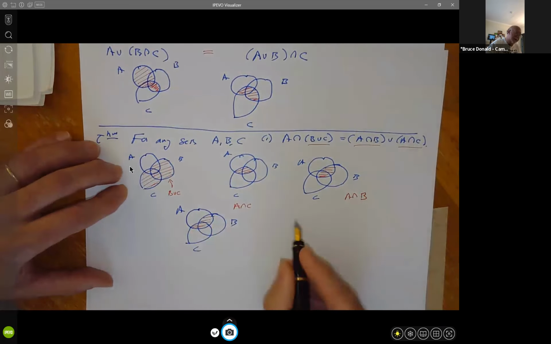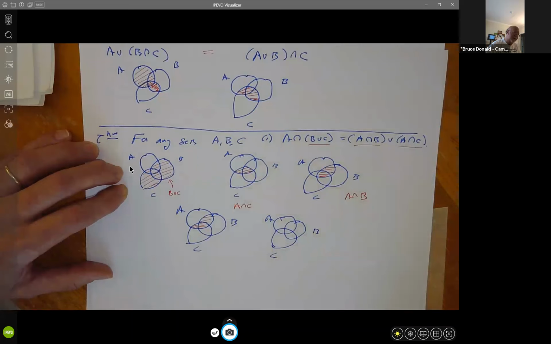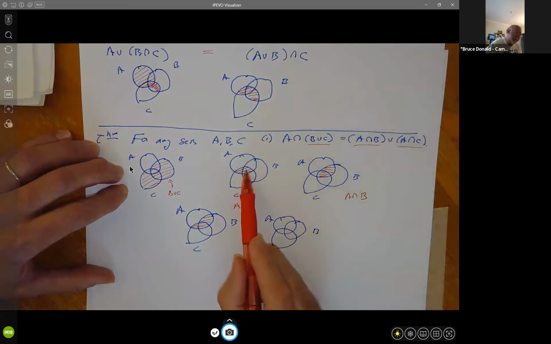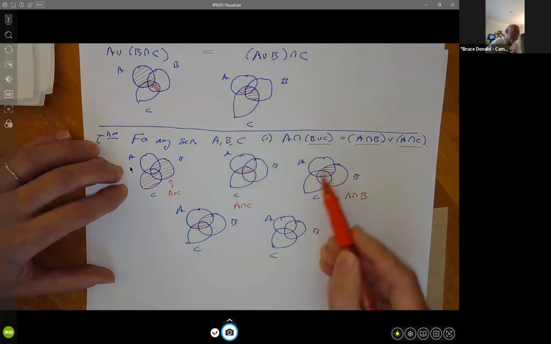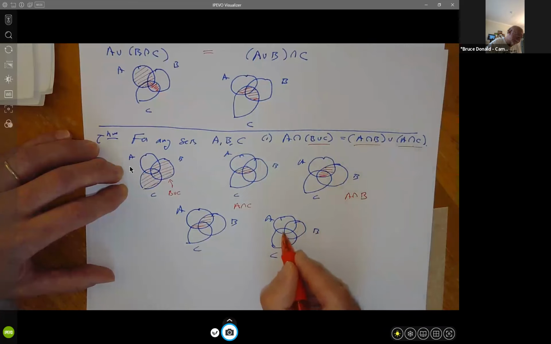What about the right-hand side? It's going to be a similar kind of construction. Again, we'll have A, B, and C. What we're going to do is take the union of this region here, which is A intersect C, with the union of this region here, which is A intersect B, and we're going to get the same looking thing.